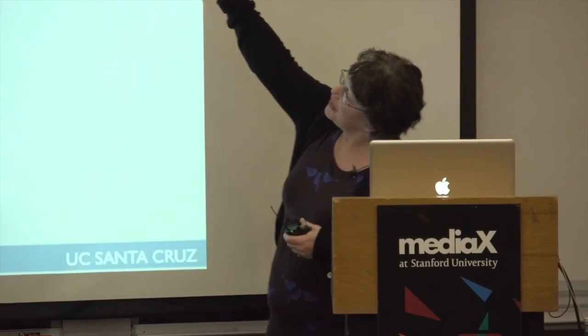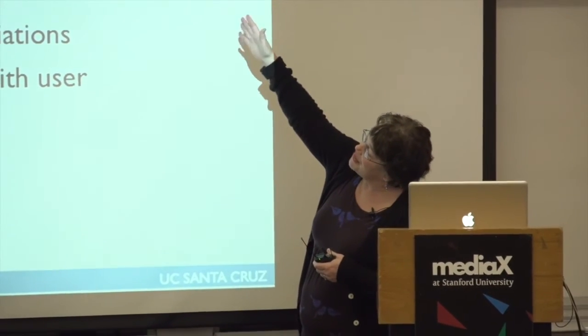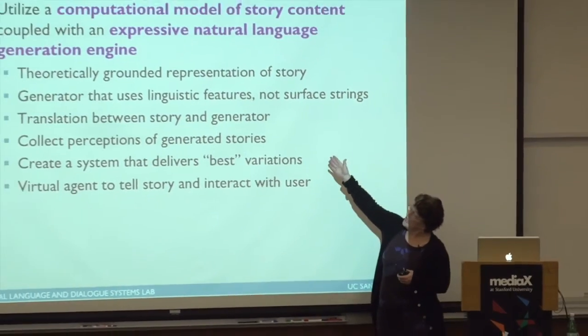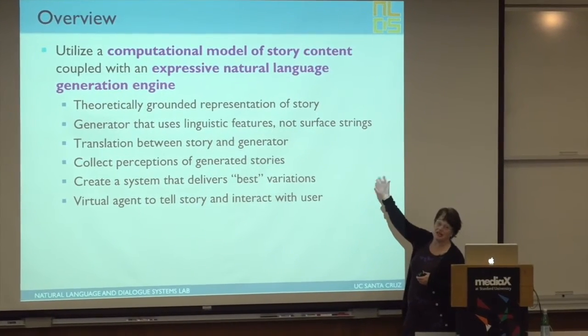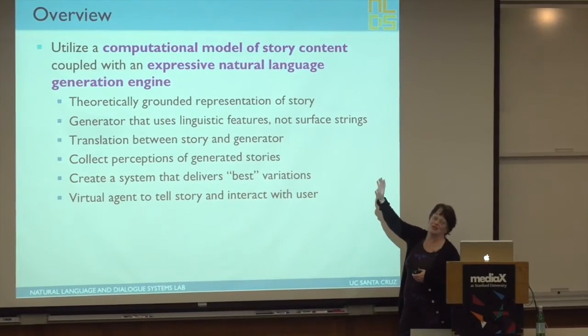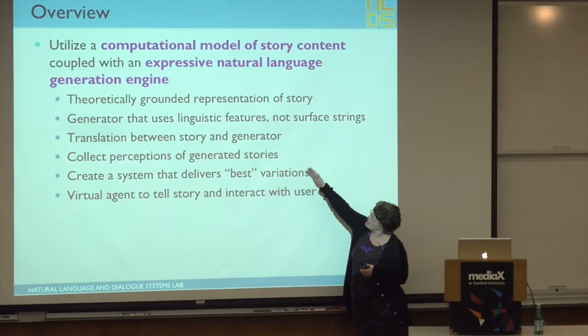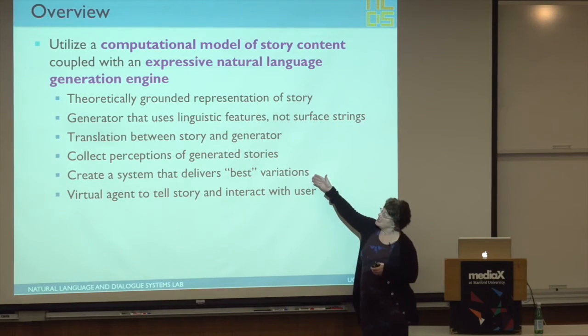So what we want to do is we have this theoretically grounded representation of the story. We have this generator that uses these linguistic features. I'm going to show you how we can translate from the representation of the story into the representation that our generator uses, because we use our generator for other applications as well. And then we've done some experiments where we collect the perceptions of the generated stories. We want to create a system that delivers the best variations, and we do this with a statistical language training model.